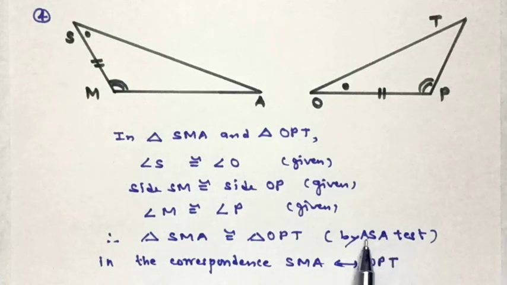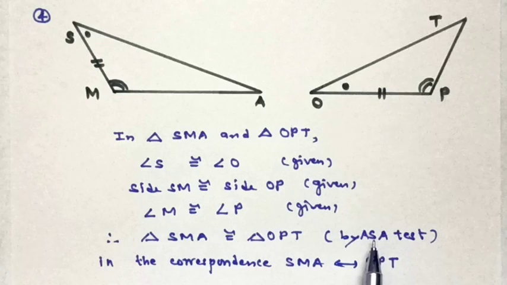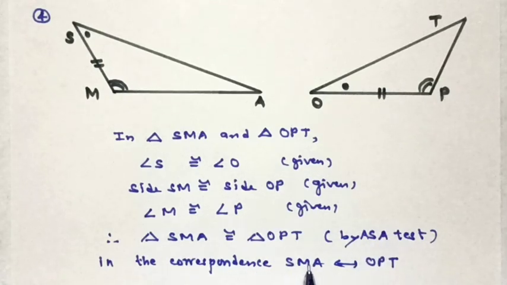Two angles are at the extreme corners at the end, and S, that is the side, is included between them. In the correspondence SMA, OPT, S goes to O, M goes to P and A goes to T.